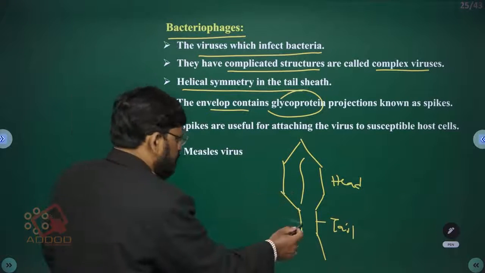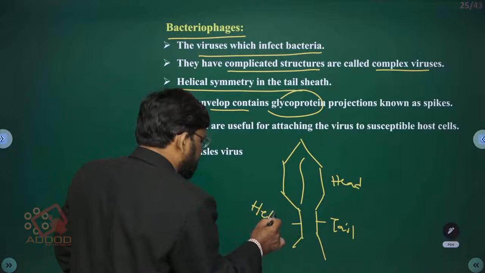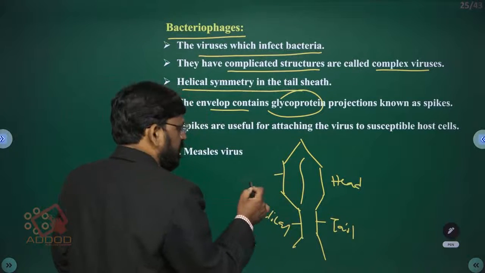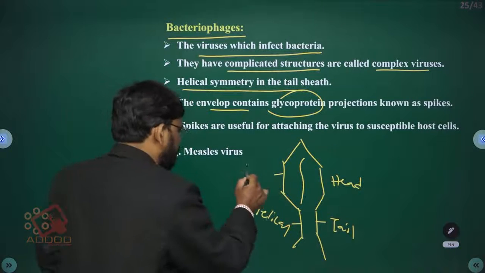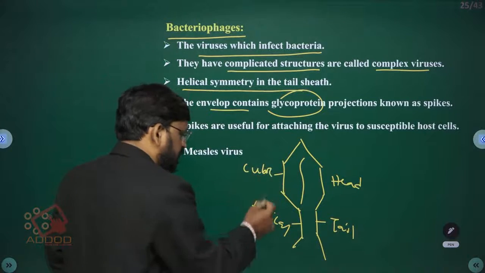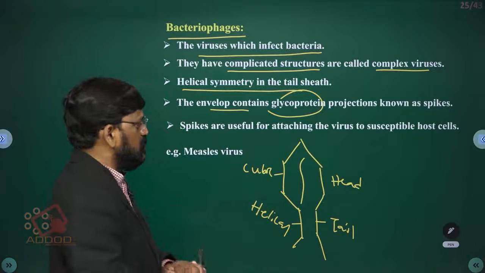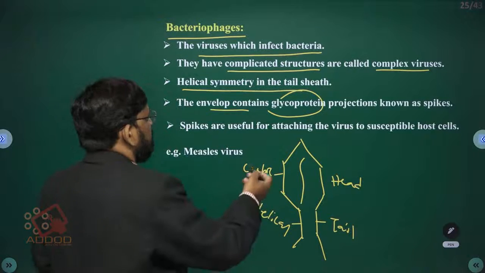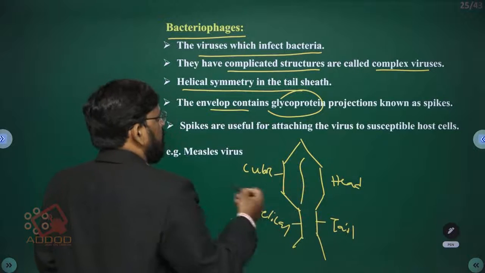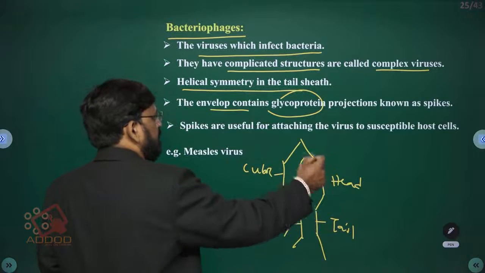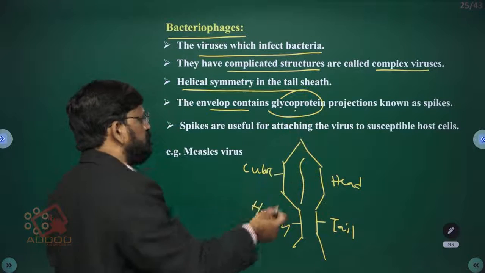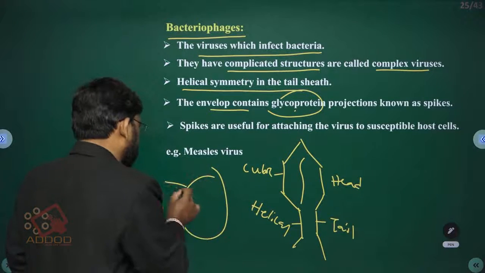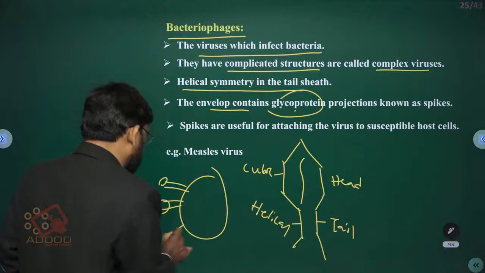Why? Because if you see the tail, it has helical symmetry. If you see the head, it has cubic symmetry. So this complex structure is there, that's why they are called complex viruses. The tail will show helical symmetry, and this is the envelope which contains glycoprotein projections. Those glycoprotein projections we can see here.